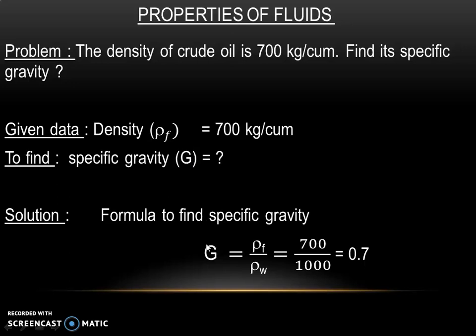So what is the equation available to find G? G is equal to rho F divided by rho W. Rho F is 700, which is given in the problem, divided by rho W, which is known to us, that is density of water, which is equal to 1000. Hence, G value is 0.7. Please note here, we haven't written any units for G. Why? Because G is ratio of density to density, hence it has no unit.